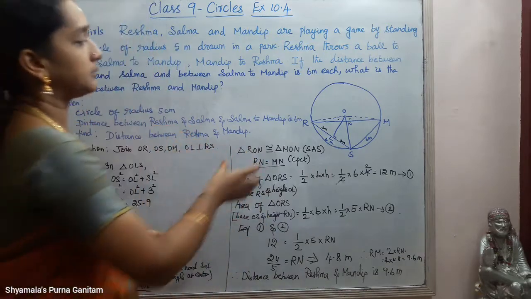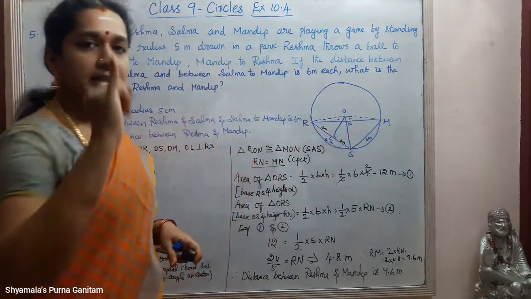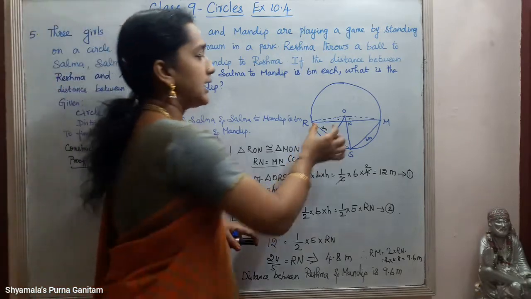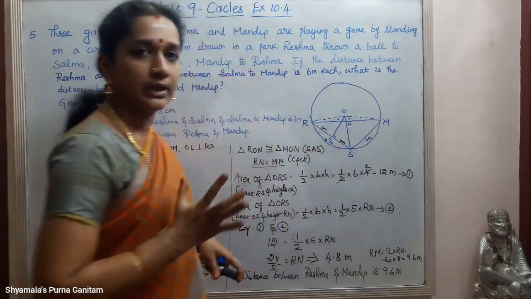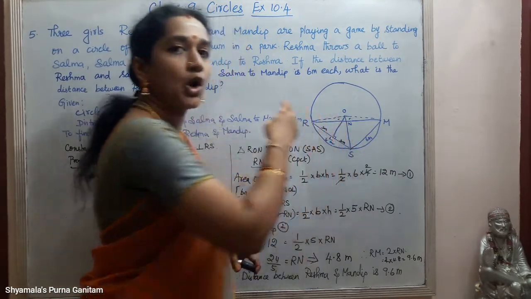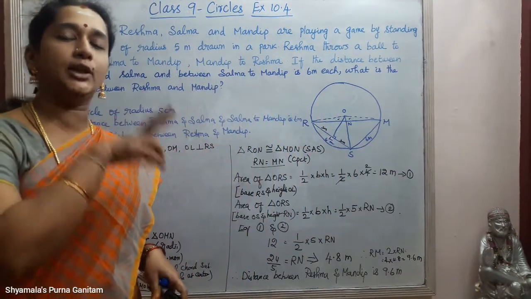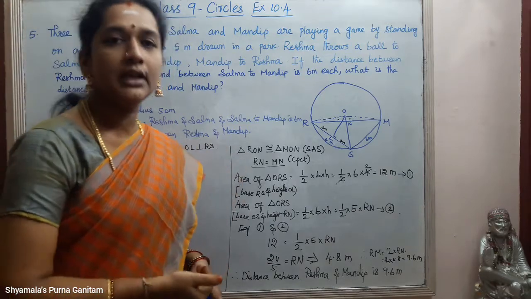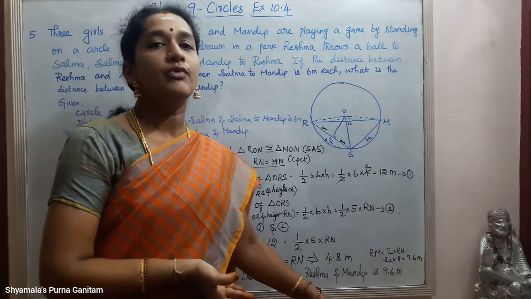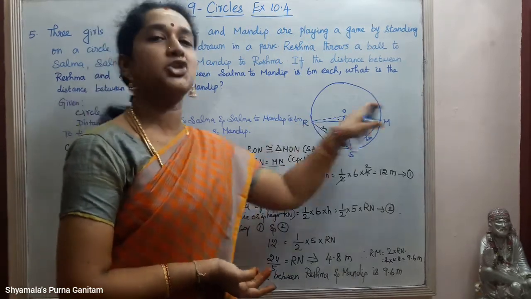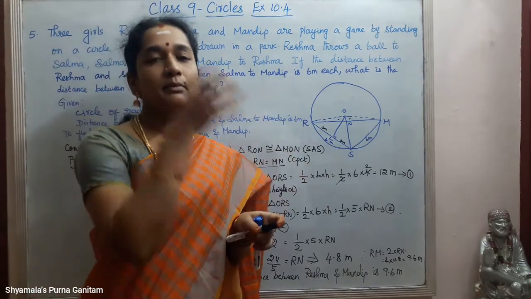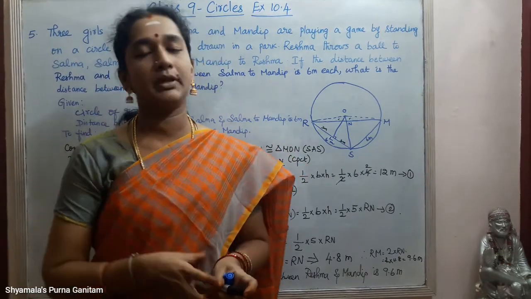So first we proved the congruency of the two triangles and showed that RN is equal to MN. Then we took the triangle ORS and found the area in two different ways, equated them, found the value of RN, and multiplied it by 2 to get the distance between Reshma and Mandir. Even though it is a very big sum, understand it properly, then it will be easy.